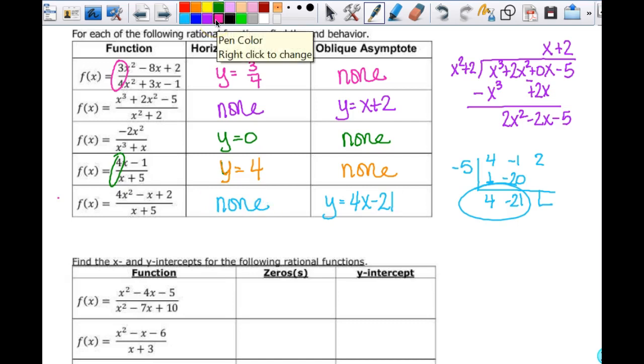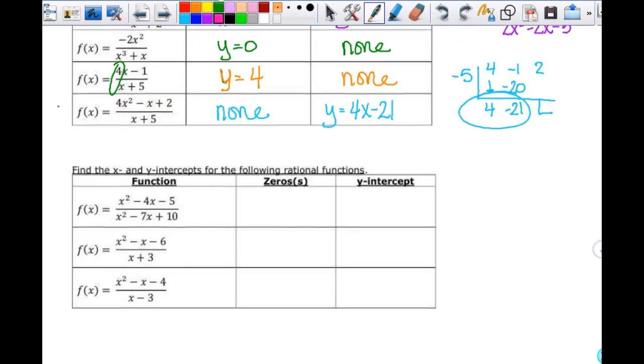Alright, last part on the first page. I'm looking for the x and y intercepts, but really zeros. I didn't change it over here. And so to do this, I am going to need to factor these. So on this first one here, when I factor the numerator, this is going to give me x minus 5 times x plus 1 over x minus 2 times x minus 5. All right, so that's my factored form.